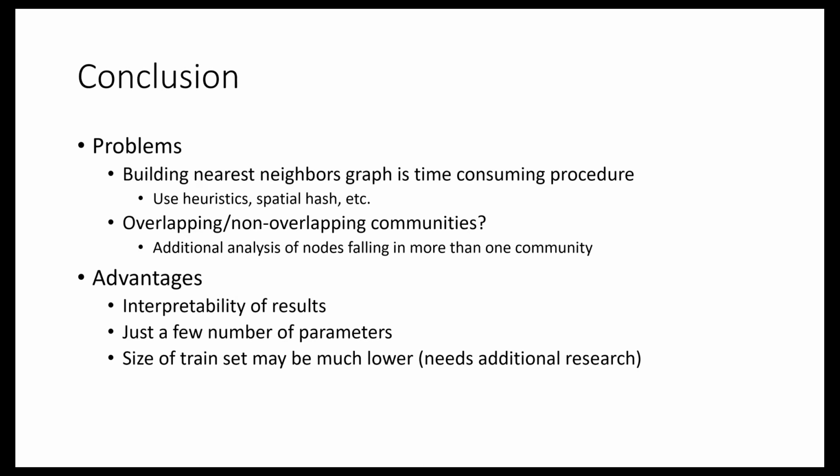So the main problem of my algorithm is that building of nearest neighbors graph is very time-consuming procedure. So I try to use heuristics, spatial hash, and other stuff like this to reduce the time. And also there is a problem of overlapping and non-overlapping communities inside the nearest neighbors graph. So we need to know what to do with samples that fall in more than one community.